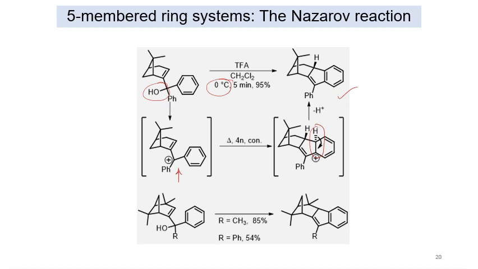Here in this isomeric alcohol, we can see this also gives you a similar product. The only difference between the two is the structure of the bicycle, or the nature of the bridgehead that is there in the starting material.